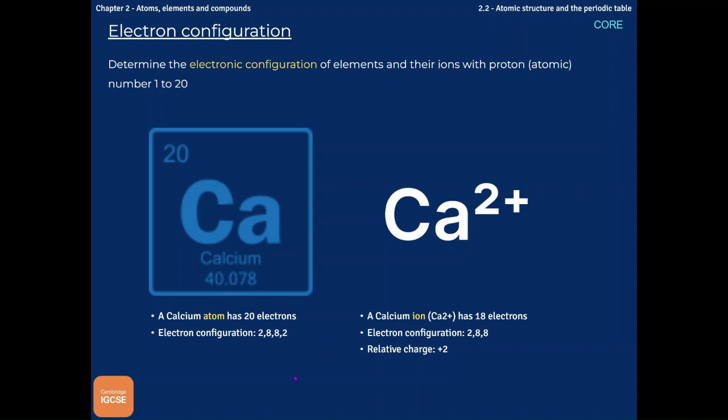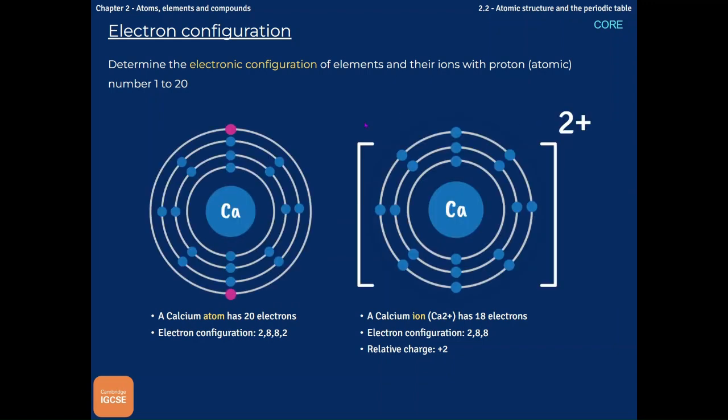So a calcium atom has 20 electrons, electron configuration 2882. Calcium ion, Ca2 plus, has 18 electrons. So even just looking at this electron configuration, we can see that there are 2 electrons here. To get to that full 8 outer shell, it can give these up, and then it will have a new configuration with 8 being the full outer shell, and then it will have a relative charge of +2. Something like this, giving up these 2 outer electrons.